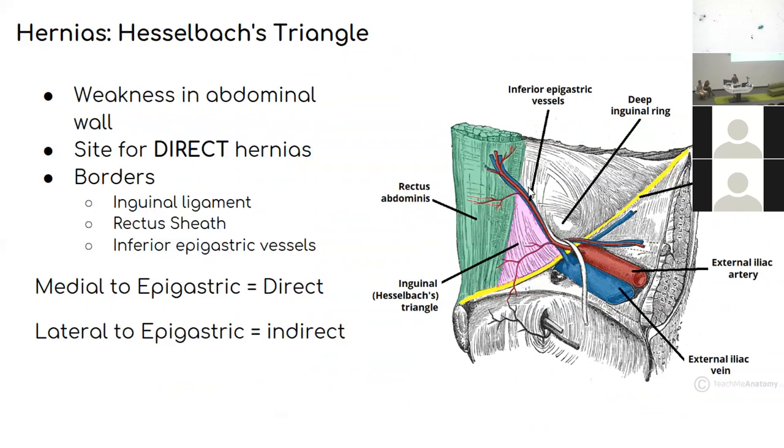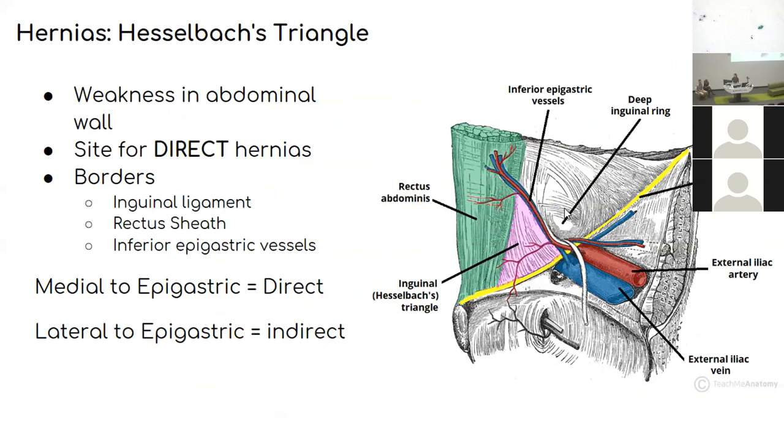And this space, this Hesselbach's triangle, provides a site of weakness in the abdominal wall, and this site of weakness allows the internal organs to protrude through. So that'll be a direct hernia because it's going directly through the wall. And we can use the inferior epigastrics to kind of locate if it's a direct or indirect hernia. So as I said, when you're medial to the epigastric, it's going to be direct. And then we've got the deep inguinal ring arising lateral to our epigastric arteries, and that will be an indirect.